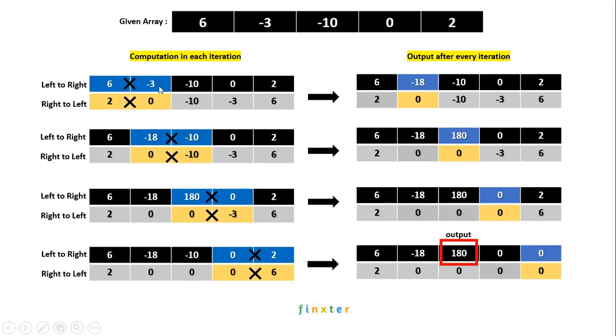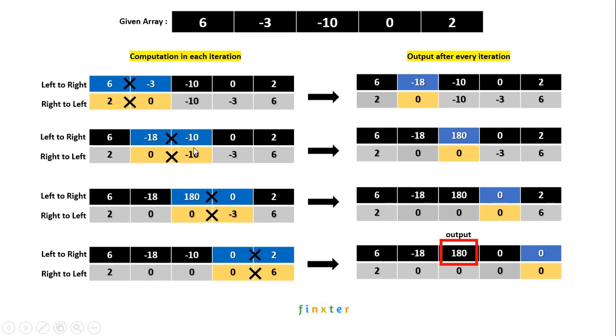And then we will simply go ahead and multiply the value at each index with the value at the index prior to it. So in the first iteration, it will be the value at the first index into the value at the 0th index. So -3 into 6 is -18. Similarly, in the second array, it will be 0 into 2, which is 0.